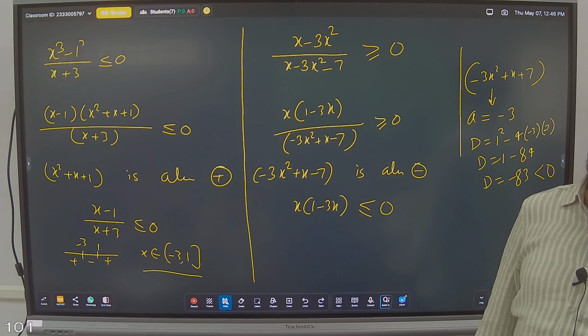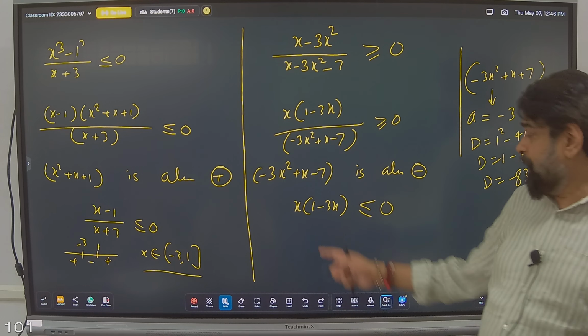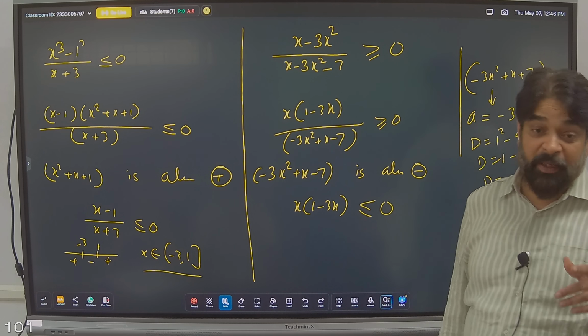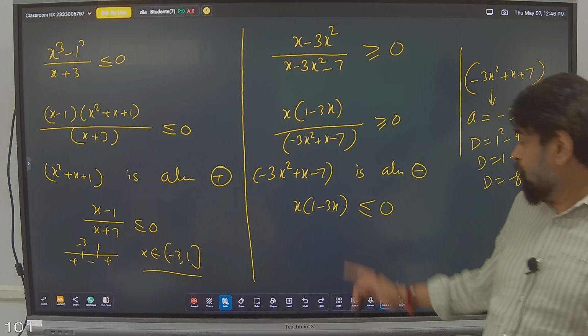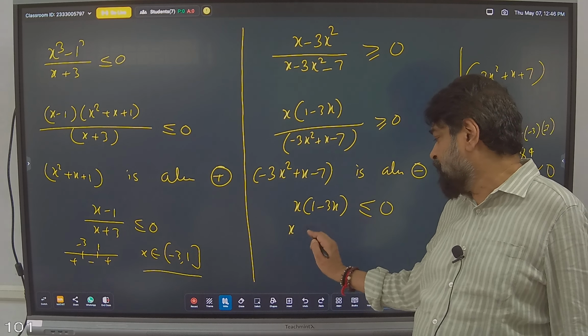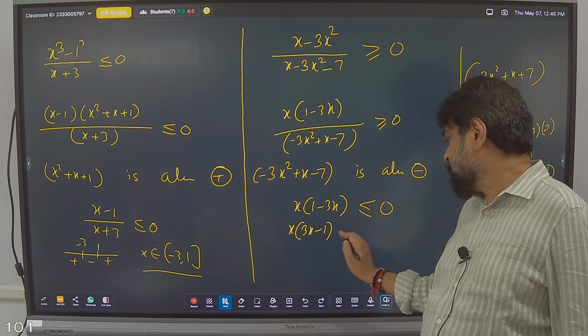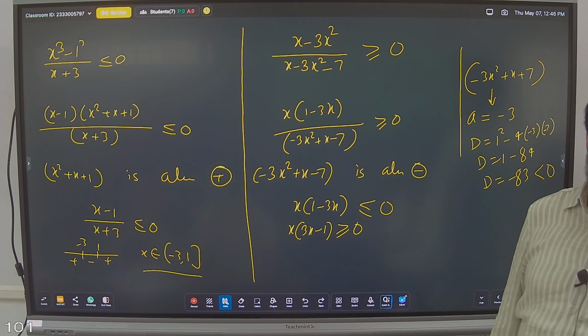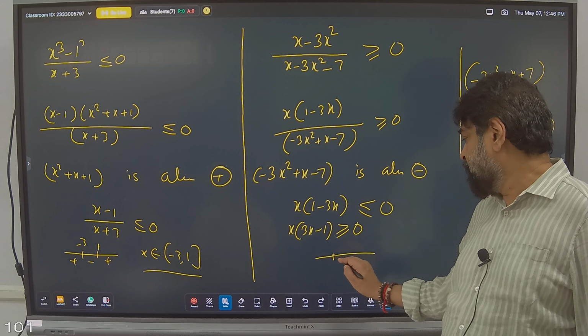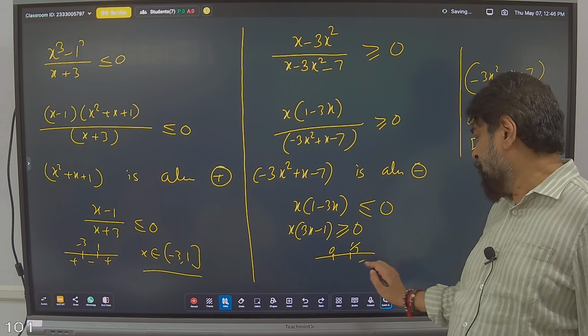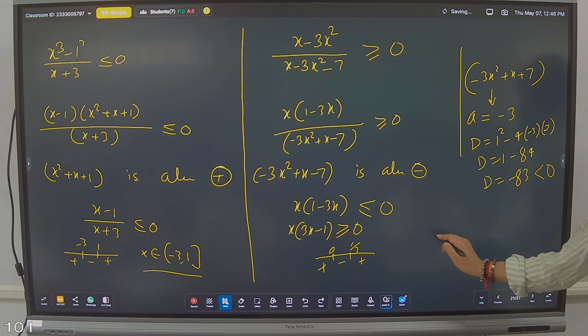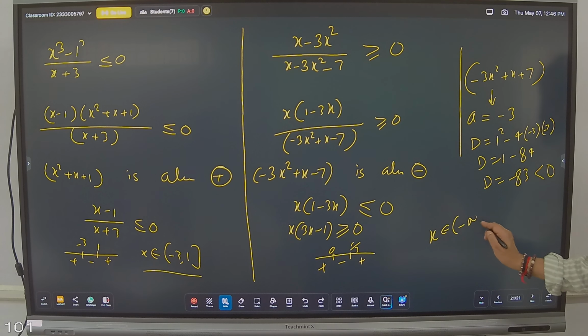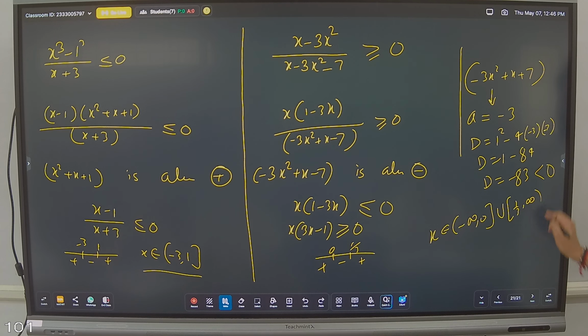Now, normal polynomial inequality. Break into linear factors, already linear factors. The coefficient of x must be positive. Here it is negative, so take minus common and throw it to the other side. Is it clear to everybody? Then the rest is done. 0, 1 by 3, positive, negative, positive. Final answer: x belongs to minus infinity to 0 close, union 1 by 3 close to infinity.